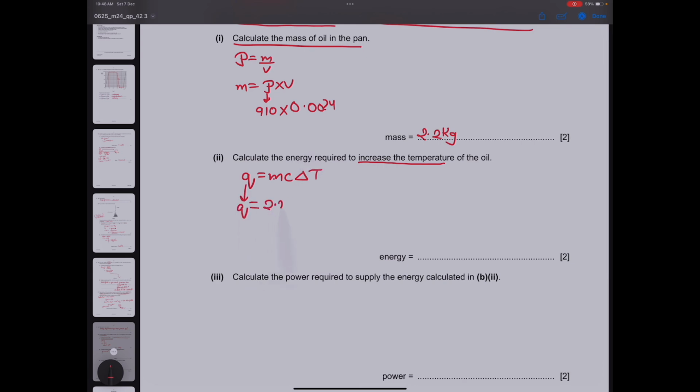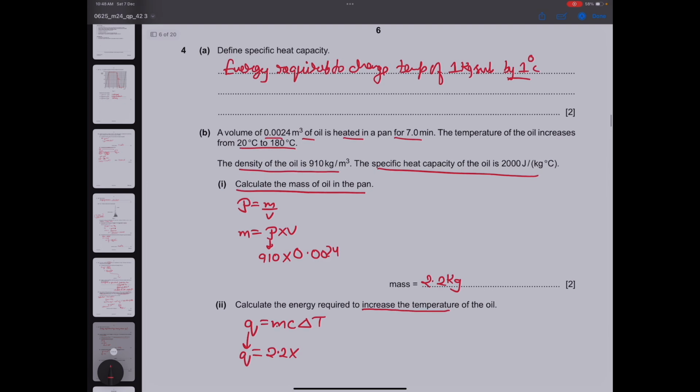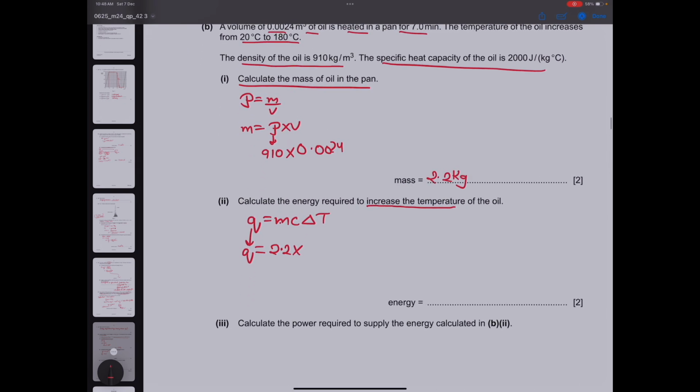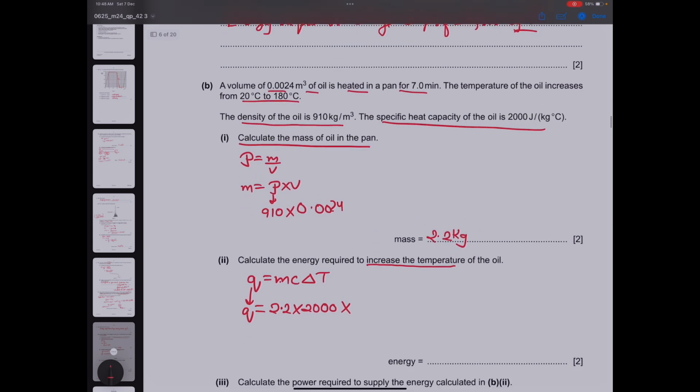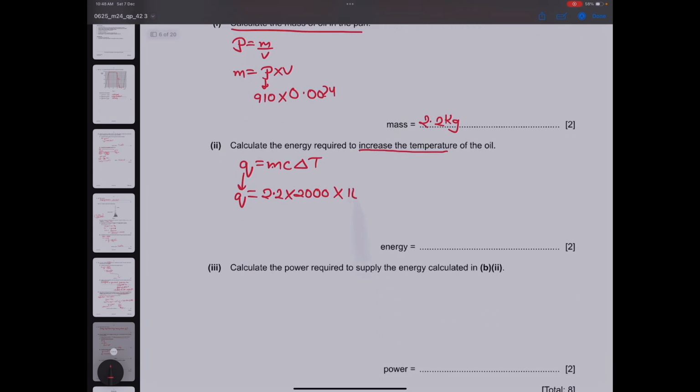Mass is 2.2. Specific heat capacity is given here, 2000. And the change of temperature is 180 to 20. 180 to 20 will be 160 degrees Celsius of change. Now, when you do the maths here, your answer will come out to be 7 into 10 to the power 5 joules. This is what you need to put here. Make sure to mention the unit.